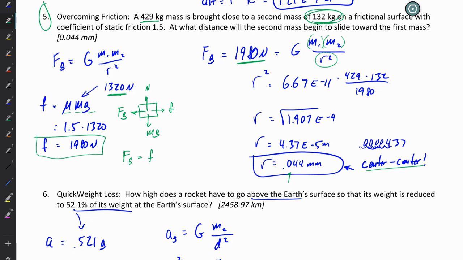So there's no way that the centers of the two objects could actually ever be that close, because one object cannot physically pass through another. And so while this could never happen, it's still kind of a fun little exercise.